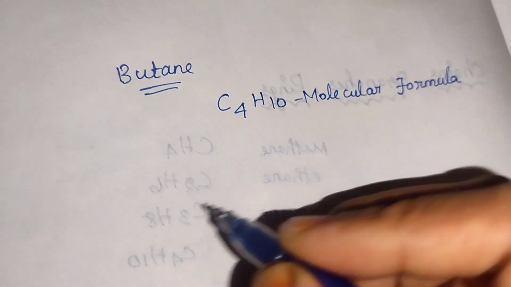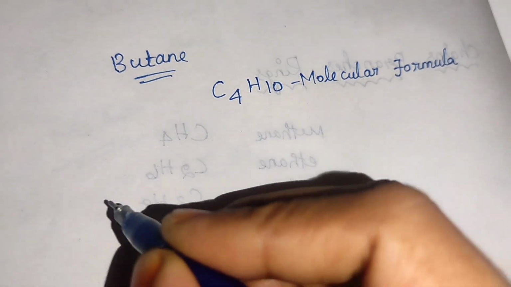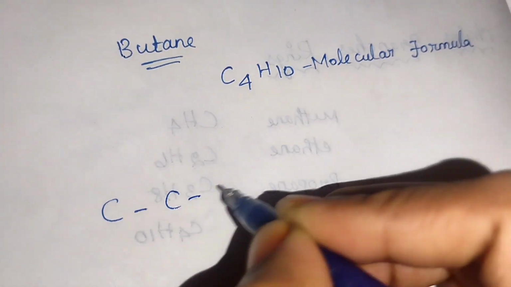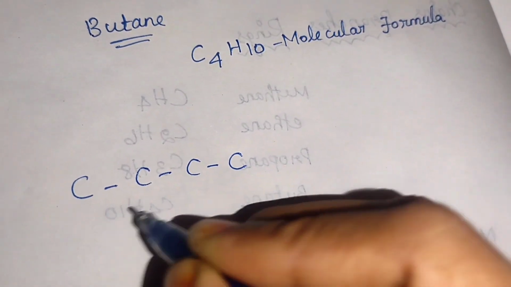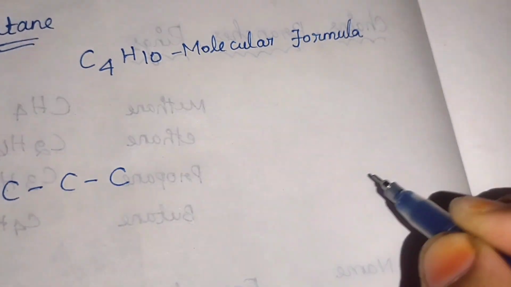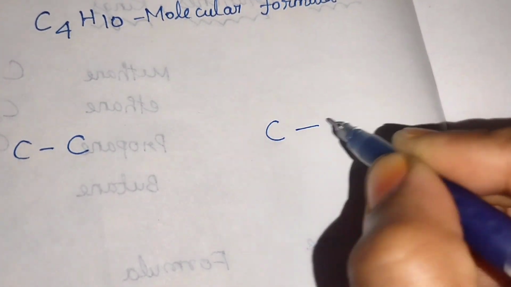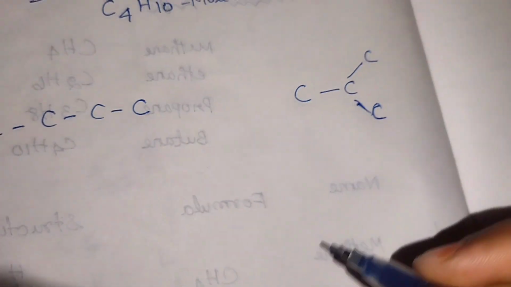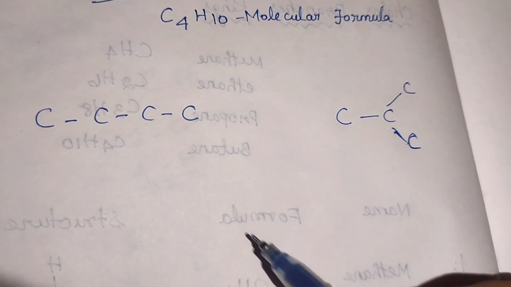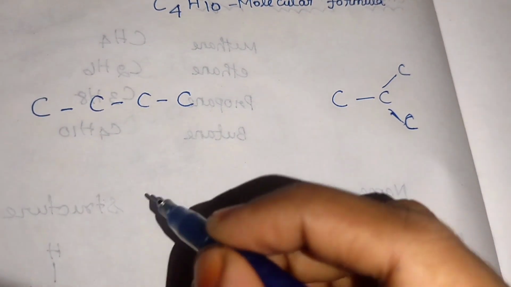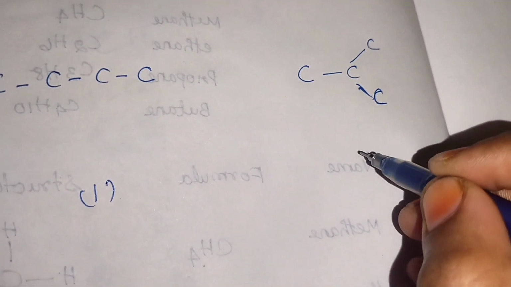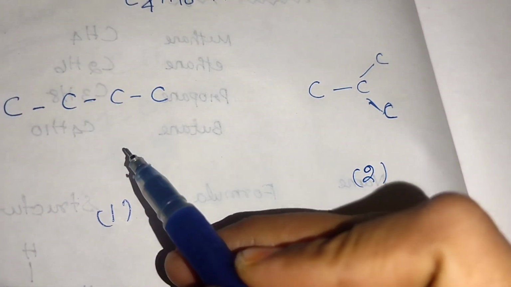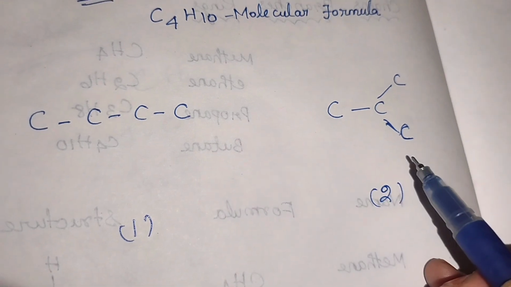Two structures. First, here how many carbons? 1, 2, 3, 4. This type of one structure, and another type also here: 1, 2, 3 and 4. This type of structure will also be available for butane. Okay. This is the first type of structure and this is the second type of structure. There are two possible carbon skeleton structures available here.